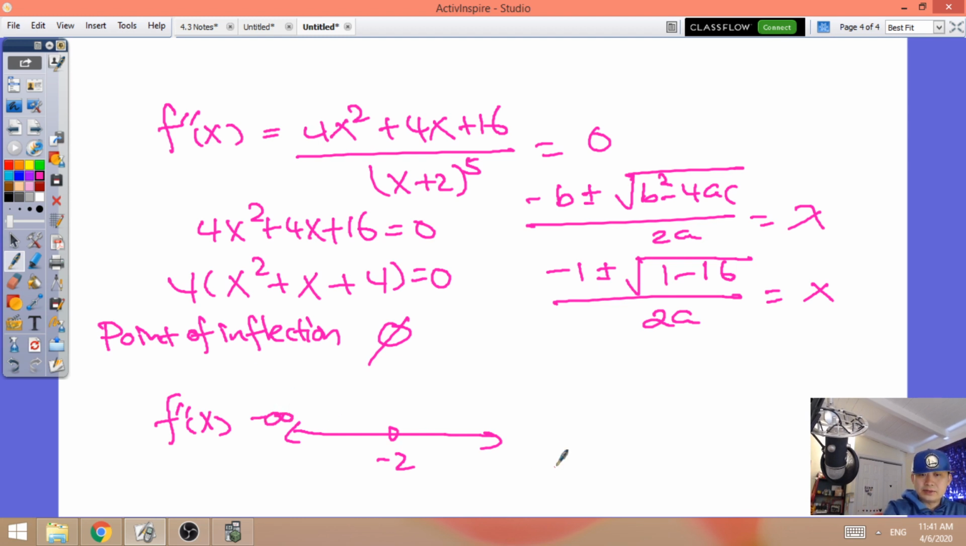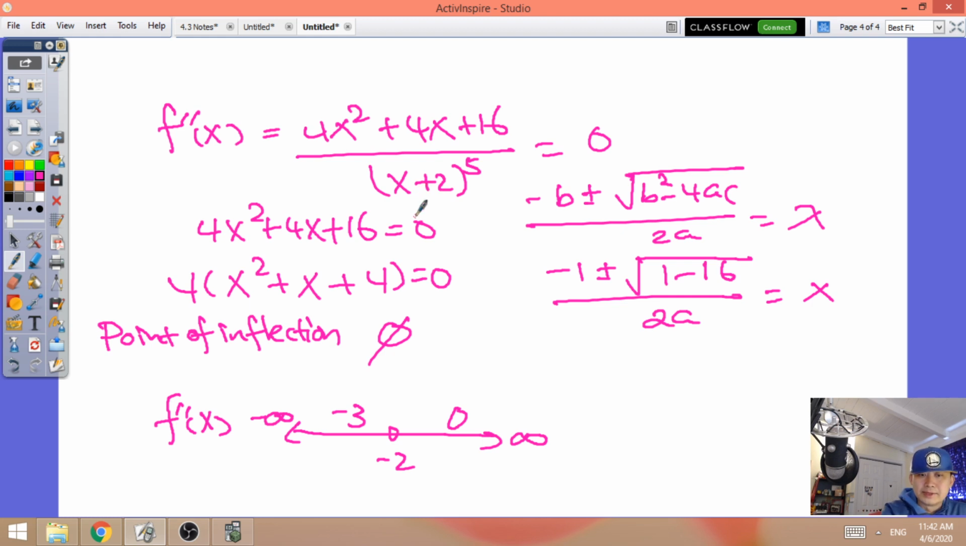Again, negative infinity to infinity. So let's just plug in a number. So let's say negative 1, no, negative 3. And then over here on the right hand side, you want to put in 0. So back to the second derivative. So you plug in negative 3. So this one will give you positive on top. And then down the bottom, that will give you negative.